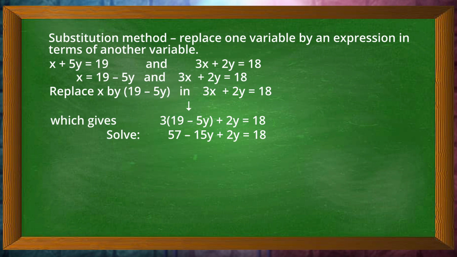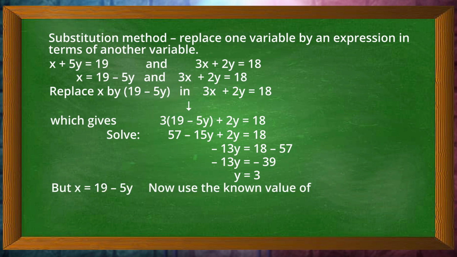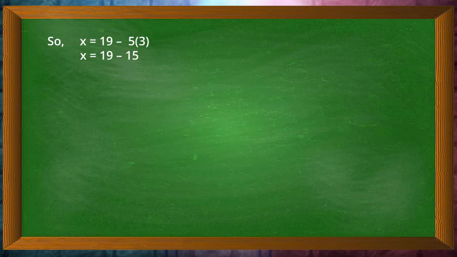Multiply out the bracket and then collect the like terms to get -13y on the left and -39 on the right. Dividing by -13 gives y = 3. This means we have one of the two values we want. We had x = 19 - 5y, which gives us a way to find the value of x. Y has the value 3, and using this gives 19 - 15, which gives x = 4. The solution to the two equations is x = 4 and y = 3.